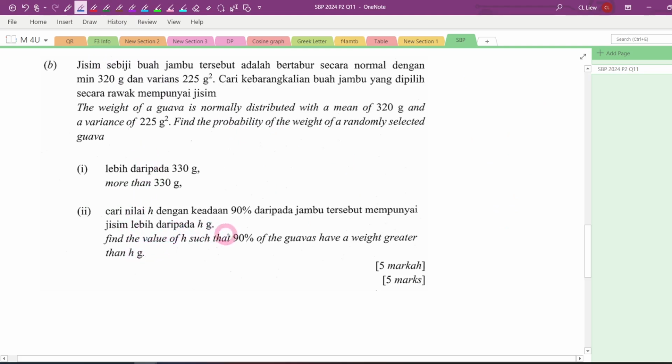Find the value of h such that 90% of the guava have a weight greater than h gram. Okay, the probability that x is greater than h is equal to 90%. 90% is 0.9. Okay, so let me change it to z value. So h minus mean, the mean is 320, divided by the standard deviation, which we got just now, 15, is equal to 0.9.